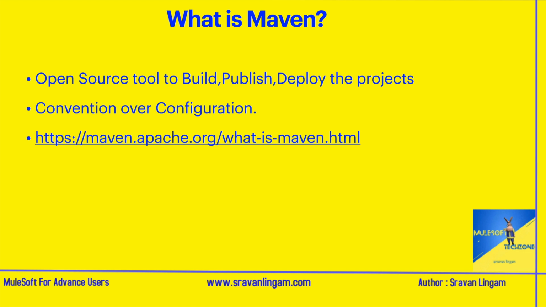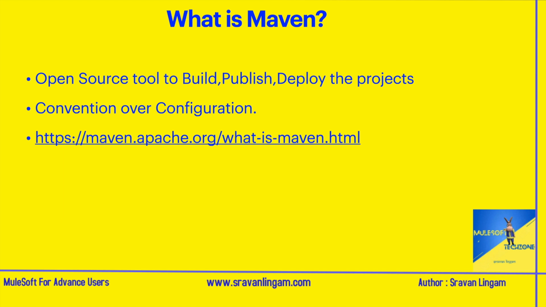What does it mean? It means the developers are not required to create the build process themselves. Developers do not have to mention each and every configuration detail. Then who will be providing that? Maven provides that. Maven provides default behavior for projects. When a Maven project is created, Maven creates a default project structure. That's what you have seen when you created a new Mule project.